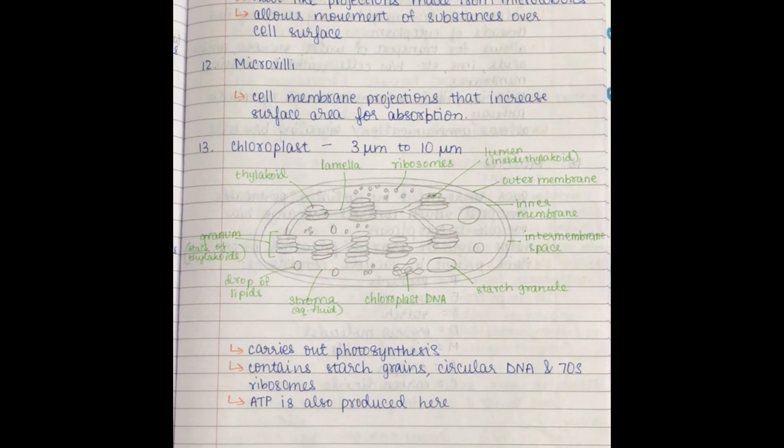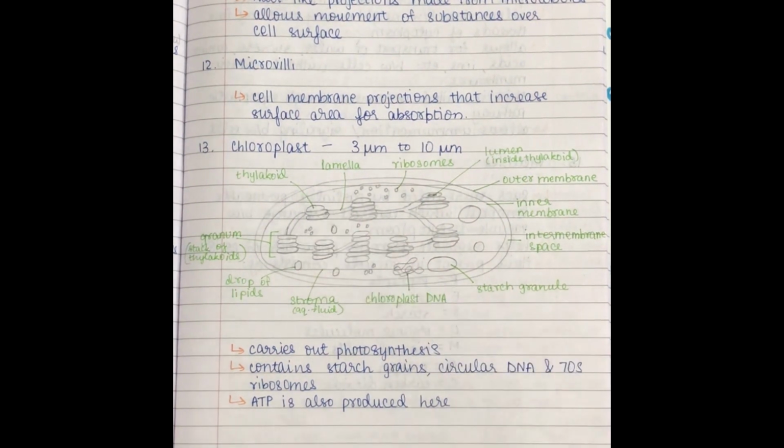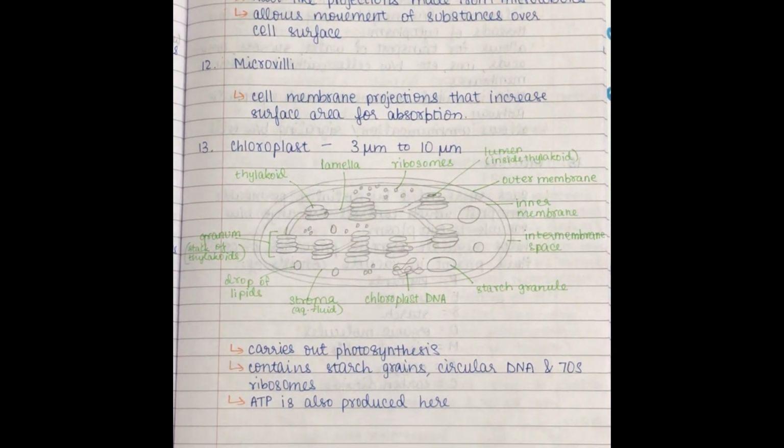We know that chloroplasts are the sites of photosynthesis. The light-dependent stage of photosynthesis happens in the thylakoids, whereas the light-independent stage of photosynthesis happens in the stroma. And now stroma is an aqueous fluid.